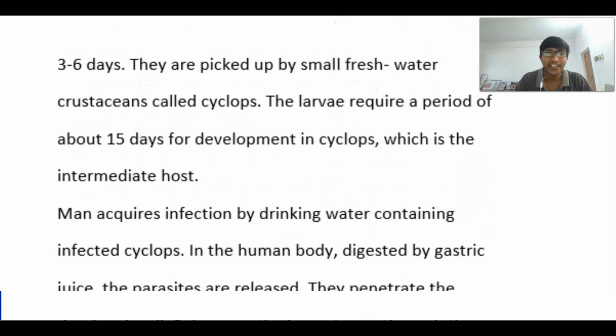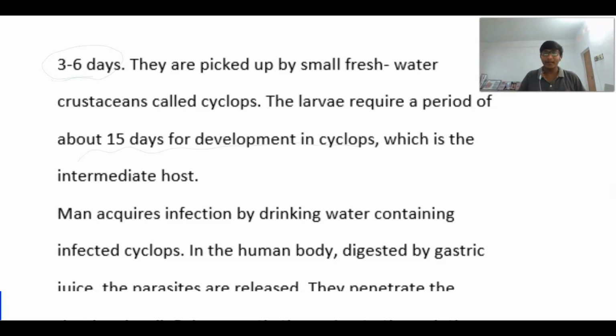The larvae which have entered into the fresh water can stay up to 3 to 6 days. How many days can it stay? Up to 3 to 6 days. So they are picked up by the small fresh water crustaceans called cyclops. These larvae require a period of about 15 days to develop in the cyclops.